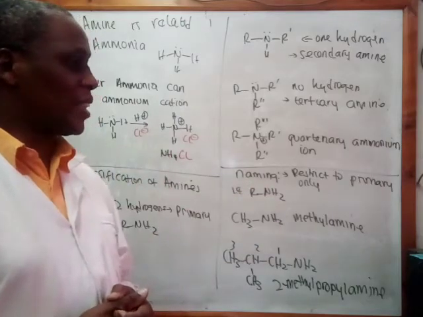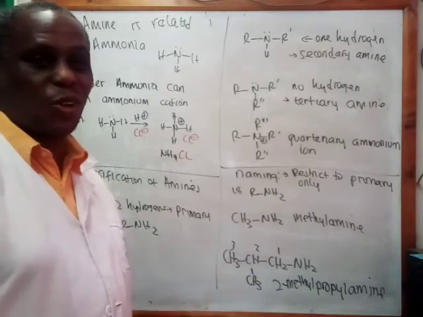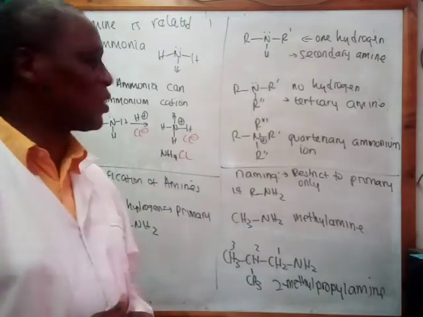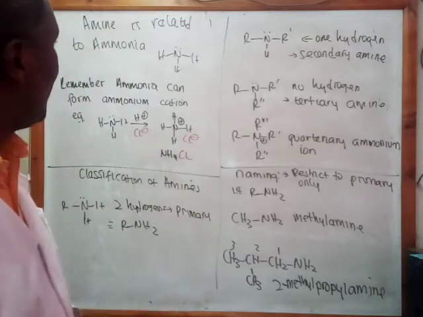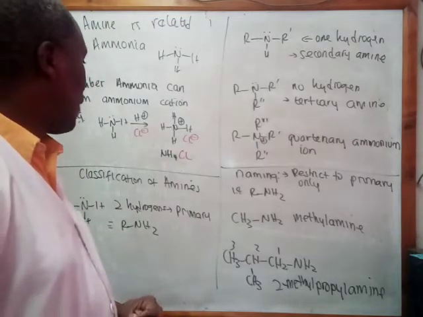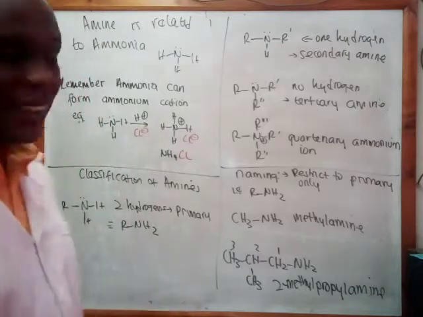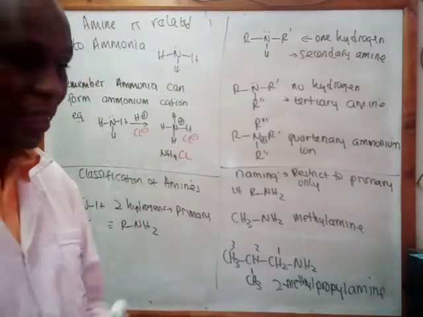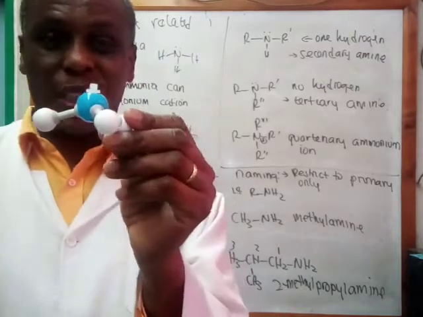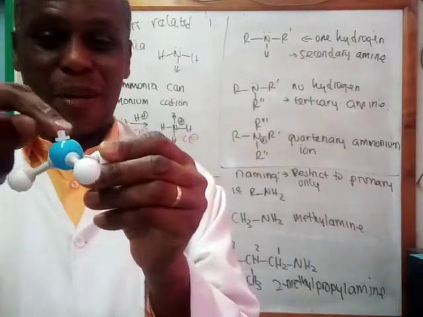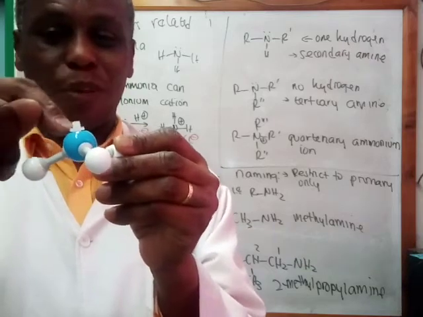And then we looked at alcohols, ethers, aldehydes, ketones. So now we want to look at a molecule or a functional group which is going to be said to be related to ammonia. Now, here I've shown a structure. Just take this small pointing here as a lone pair.